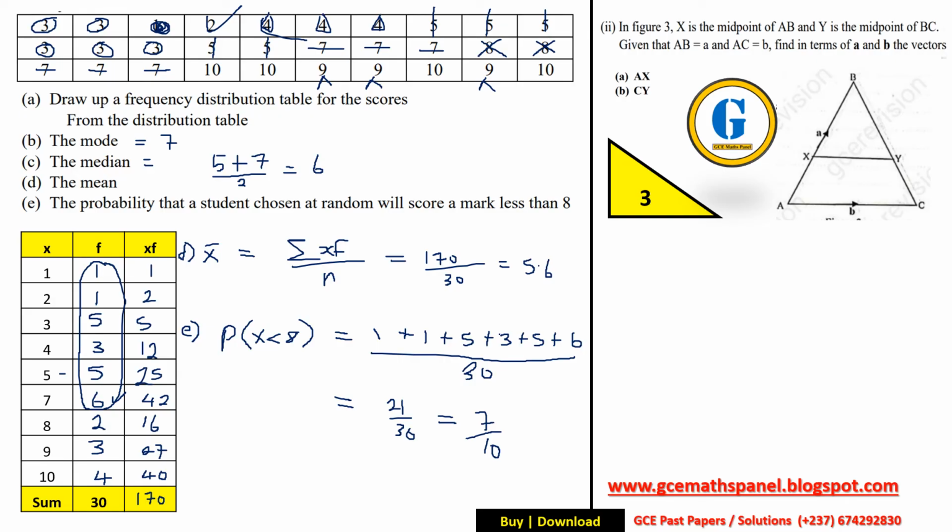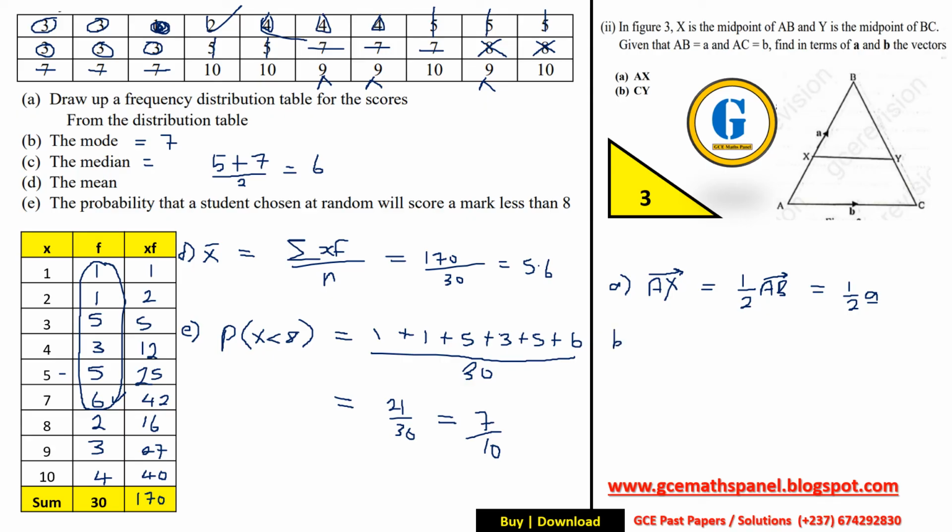Now in figure 3, X is the midpoint of AB and Y is the midpoint of BC. Given that AB is equal to a and AC is equal to b, find in terms of a and b the vector AX. So what is the vector AX? That's from A to X. We see that AX is half of AB. AX is just equal to half of AB, and our AB is equal to small a. So this will be equal to a half a.